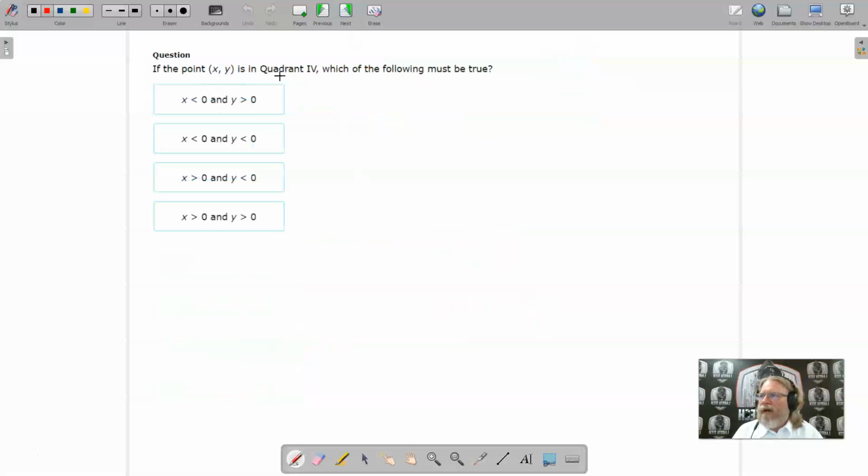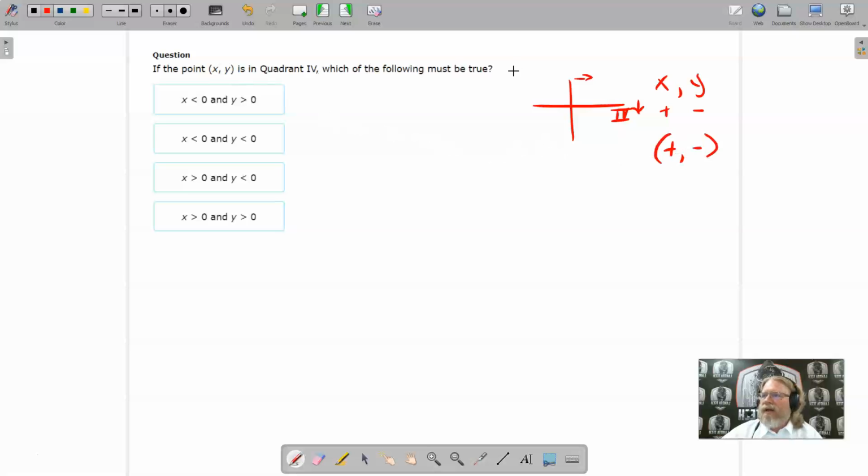If the point xy is in quadrant 4, that is right here, right? That means everything to the right, all the x's, are going to be positive, and all of our y values are below the x-axis, so the y value is going to be negative. So we are looking for a positive, negative situation. Let's see if that helps us any.